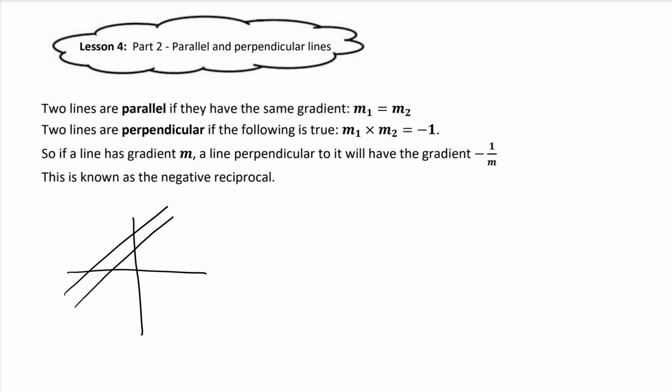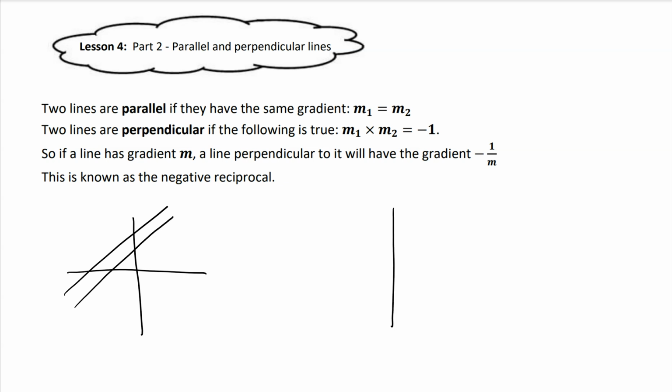They both have the same gradient, okay? We know that parallel lines are not going to meet, but also they have the same gradient. So if you say that the gradient of your first line, we call that M1, and the gradient of the second line, we call that M2, they are going to have the same value.